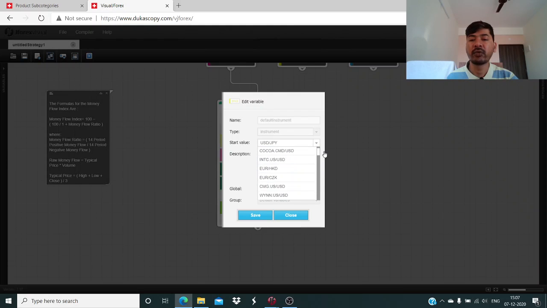So again, we have to find where the Euro USD is, and that is the default instrument. As I was working on the platform and I had changed the instrument, I will need to change it back. But usually when you open the platform, Euro USD is the default instrument, so you don't have to change anything.